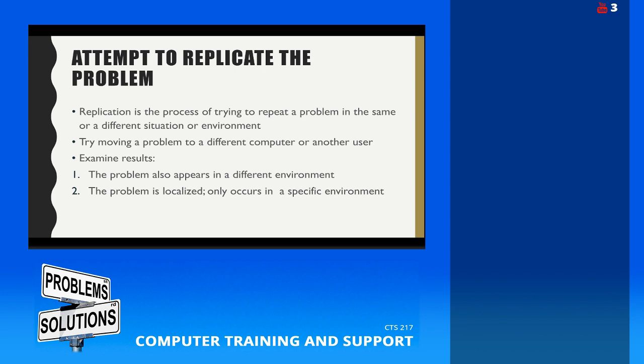Attempt to replicate the problem. This is a big one, so we'll talk about this one for a second. Replication is the process of trying to repeat the problem in the same or a different situation or environment. We want it to happen in the same kind of environment so we know what kind of situation it happens in, or in a different situation so that we can say that it's not whatever the user was doing that was causing the issue, that it was something else.